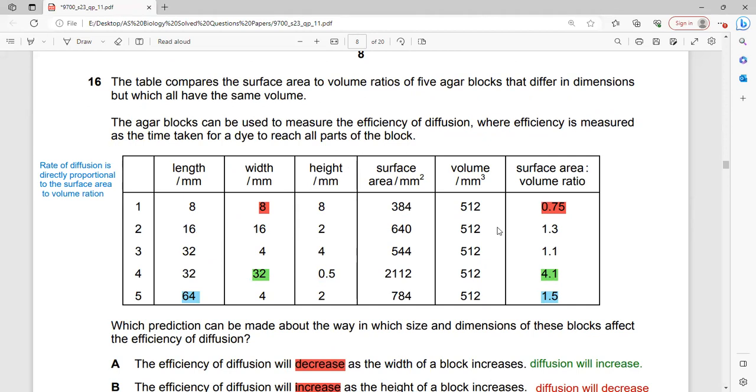The table compares the surface area to volume ratio of the five agar blocks with different dimensions, but which all have the same volume. All having the same volume, but their other dimensions are different. Here the concept is the rate of diffusion is directly proportional to the surface area to volume ratio. The object which has a greater surface area to volume ratio will have a greater rate of diffusion, and the object which has a low surface area to volume ratio will have a low rate of diffusion. So in this way, we can conclude.